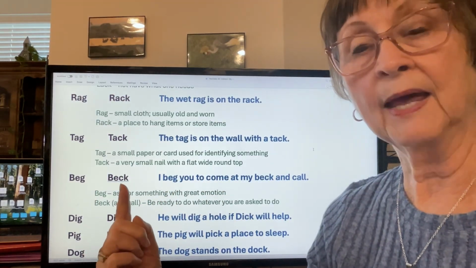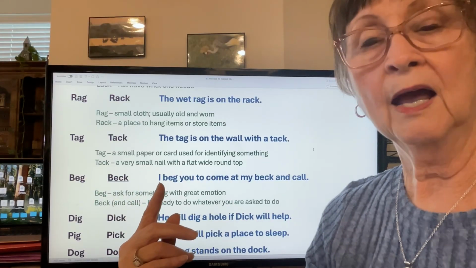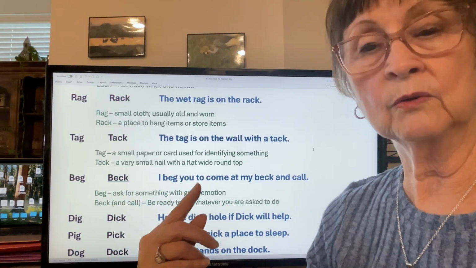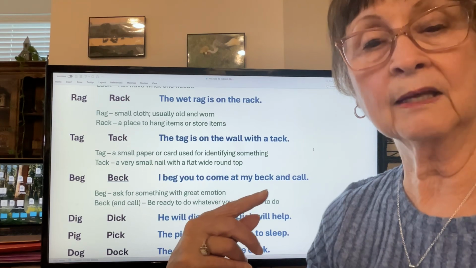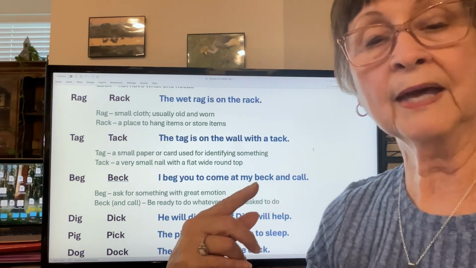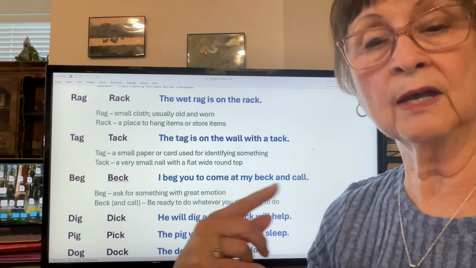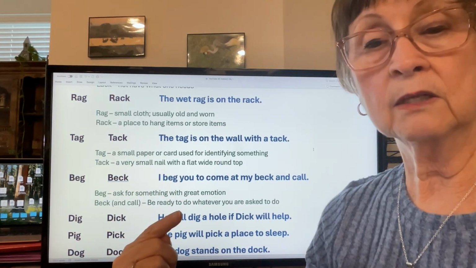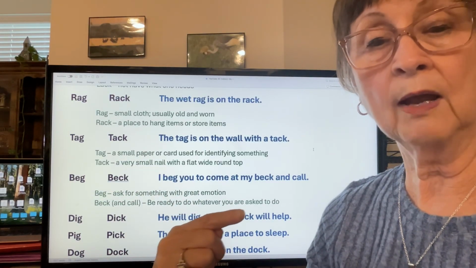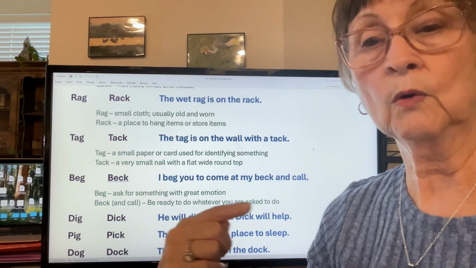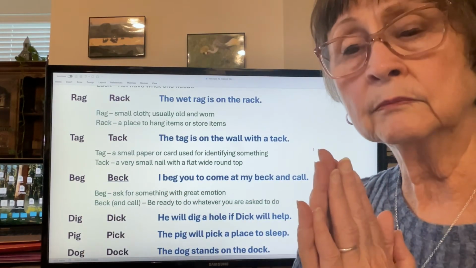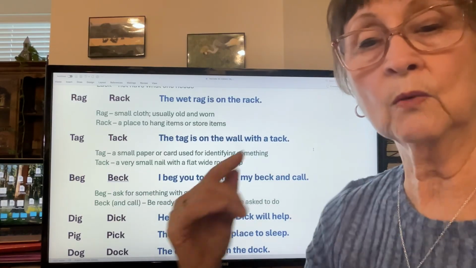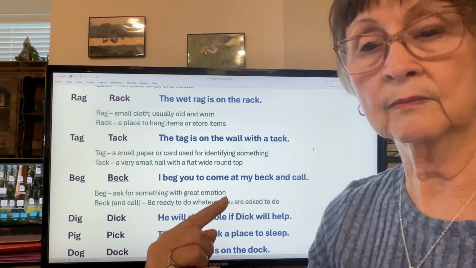Beg and beck. I don't have pictures to go with that. I beg you to come at my beck and call. Beck and call is often used together, meaning come when I want you. Be ready to do whatever you are asked to do. Whereas beg is, I'm asking for something with great emotion.